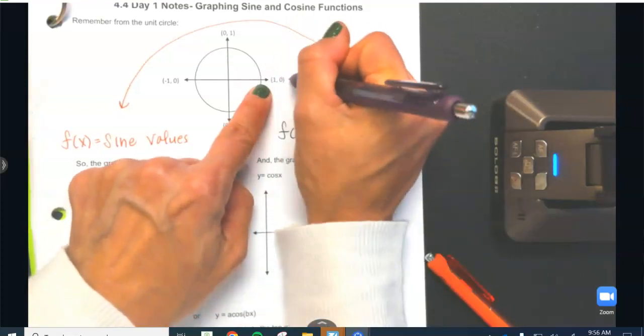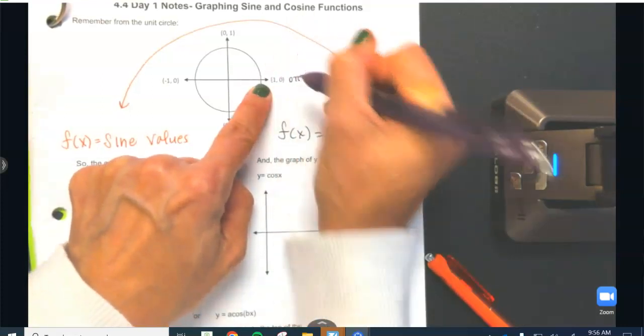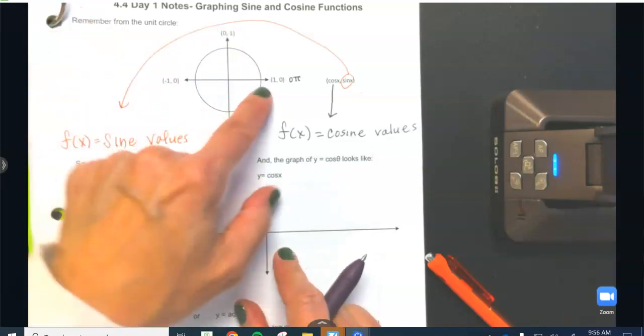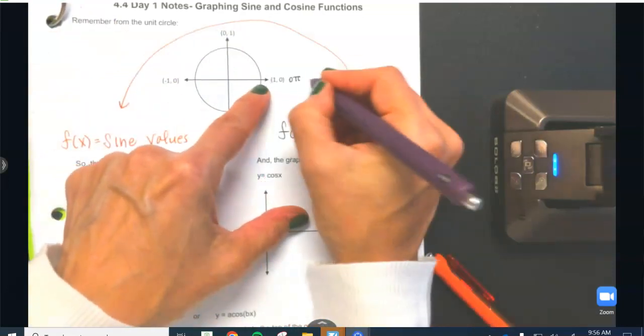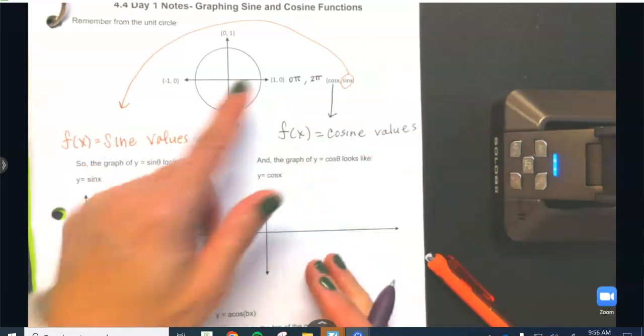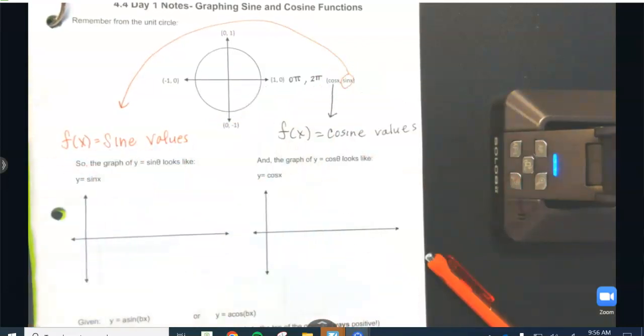Remember, before I start, this is 0 pi. And then when I trace all the way around and go back to where I started, it's 2 pi. So from 0 to 2 pi is before it starts over. That's a period. And we'll talk more about a period in a moment.